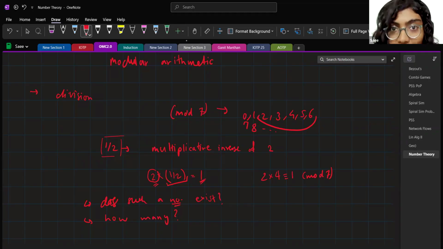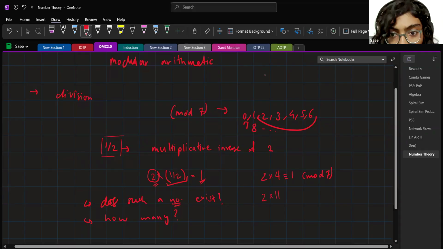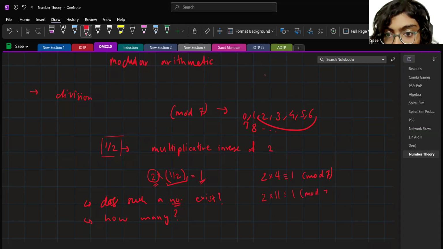You said there's infinitely many, right? 11. 11 also gives us, because 2 times 11 is 22, which is again 1 mod 7. That's right. But is 11 really a different answer from 4 as such?